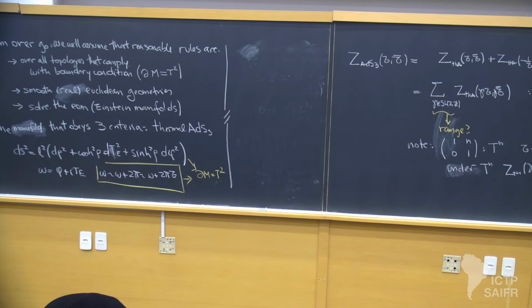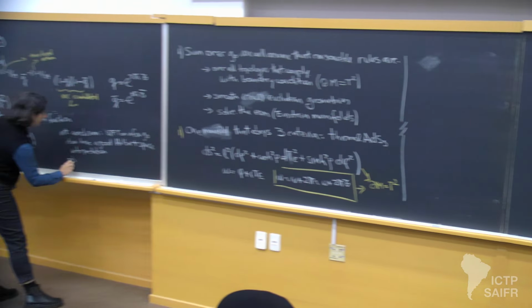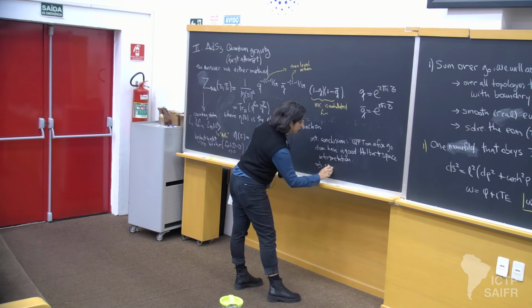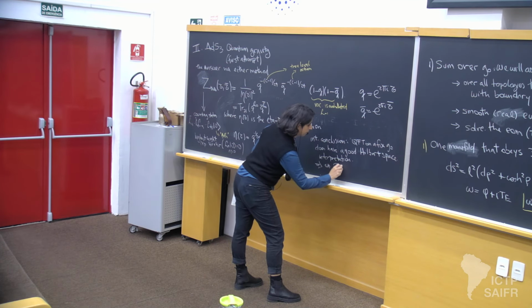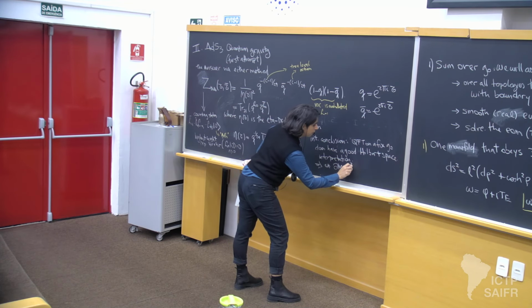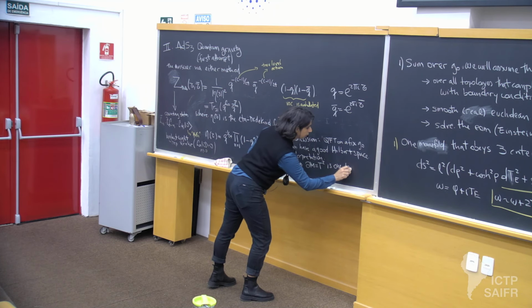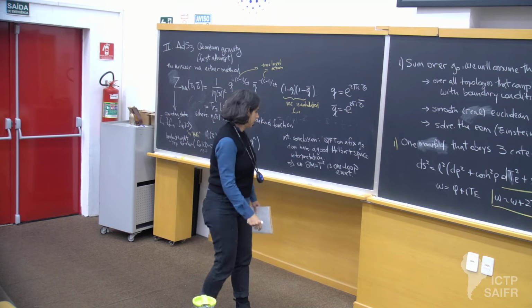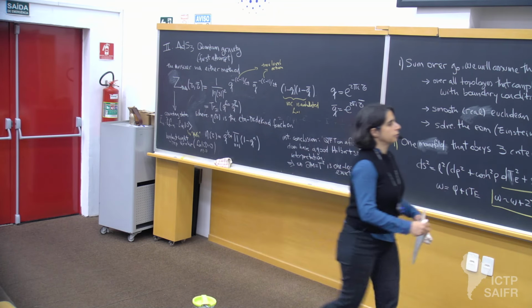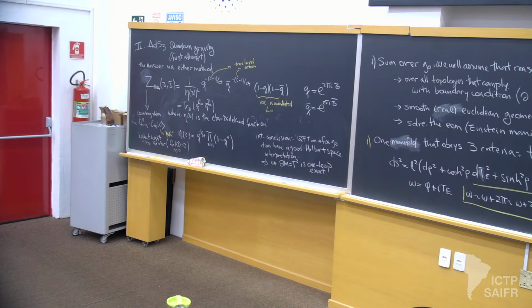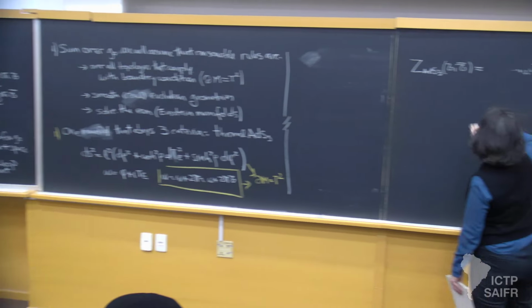So it was good to do this, and that on this boundary condition is one loop exact. Okay, great. So now we have all the information needed to compute this thing.